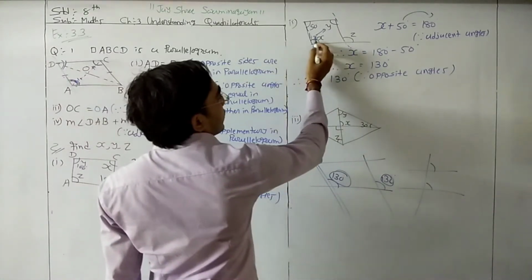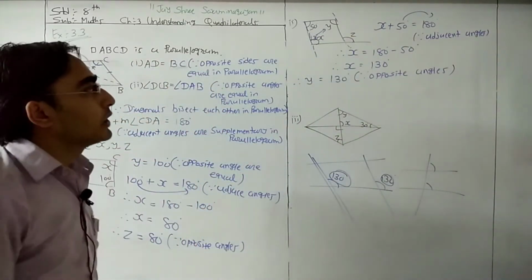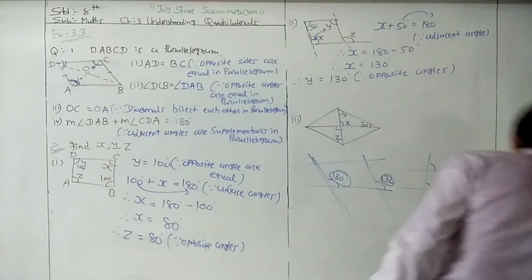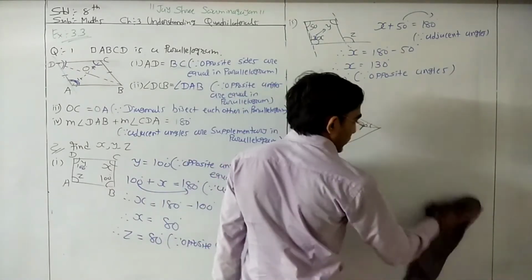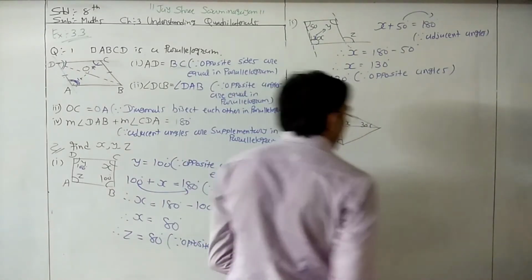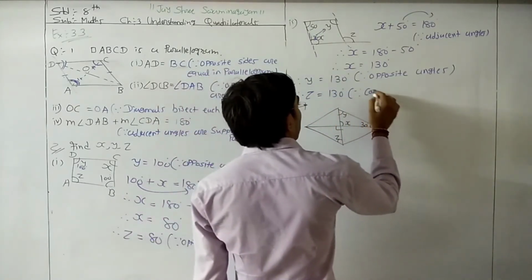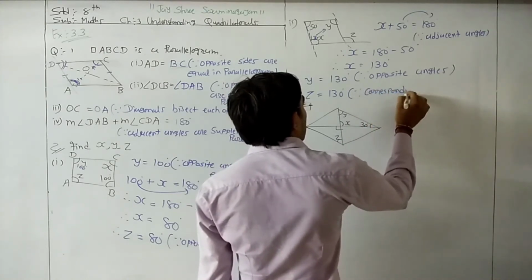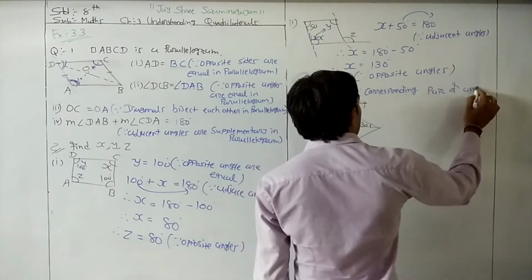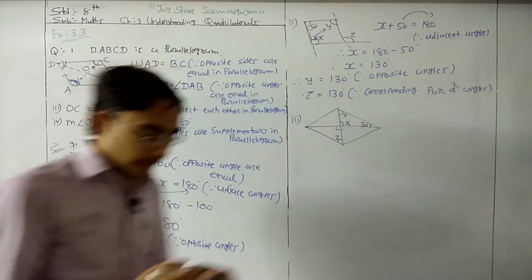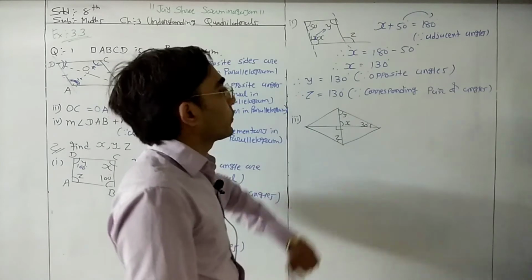If we extend this, then right hand side upward direction, right hand side upward direction, these two angles are equal by corresponding pair of angles. So here, just directly write down z is equal to 130 degrees. Reason is corresponding pair of angles. Okay, x and z both are equal because of corresponding pair of angles.